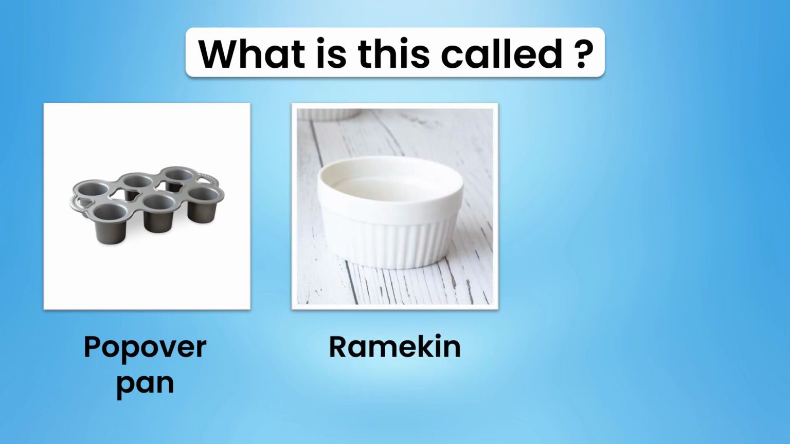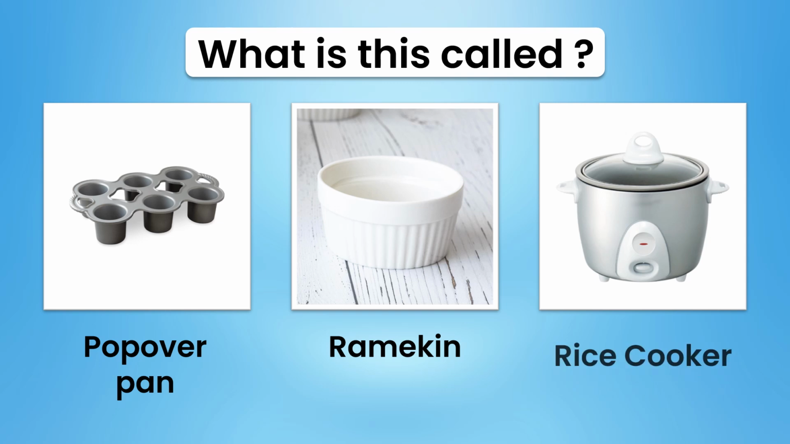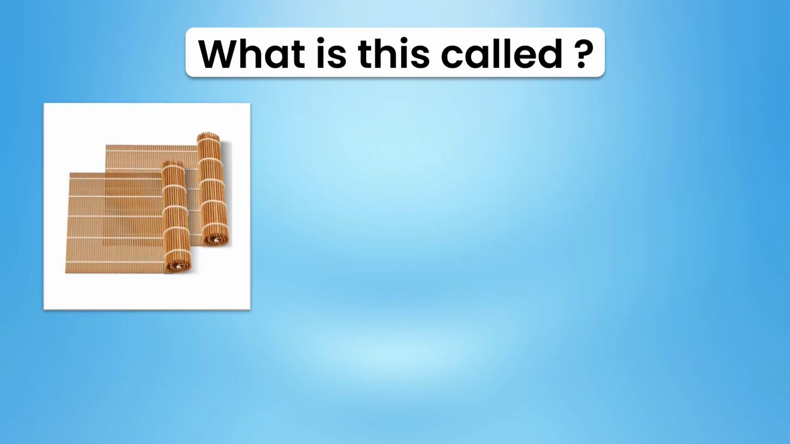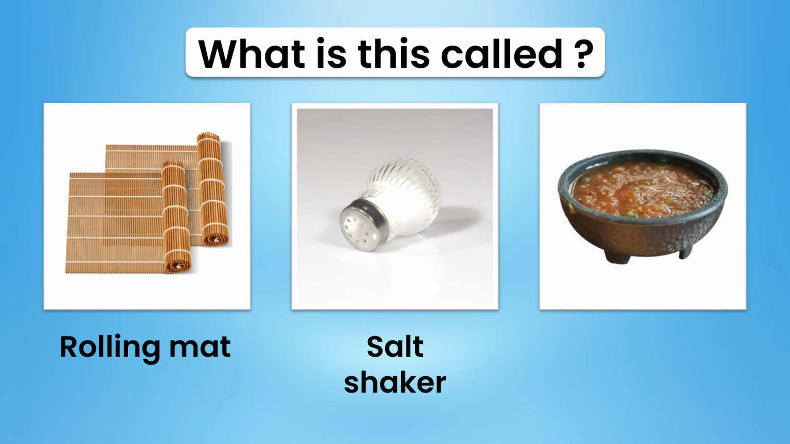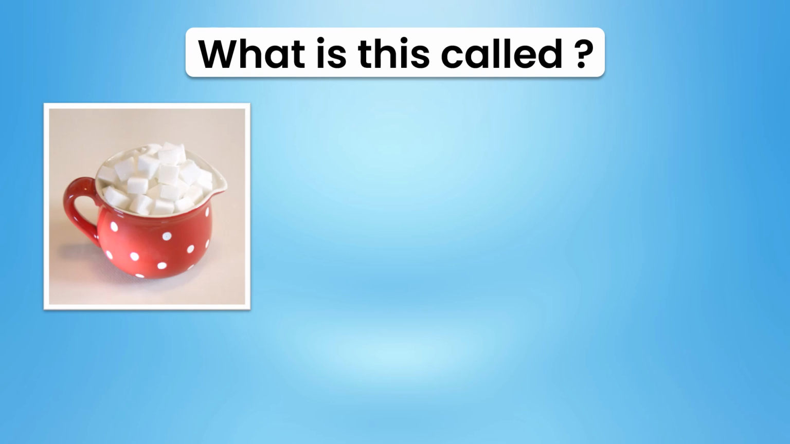Ramekin. Rice cooker. What is this called? Rolling mat. Salt shaker. Salsa bowl. What is this called? Sugar bowl.